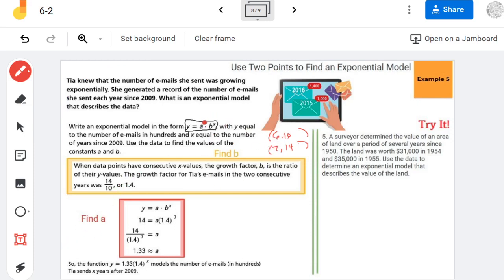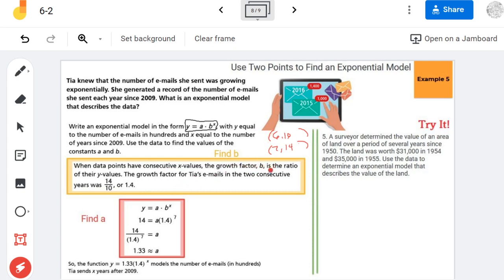So the first thing, in order to write this model, we need a number for A and we need a number for B. Okay, so that's our goal. Now finding B is actually really easy. Since we have what are called consecutive x values, that means one next to another. 6 is next to 7, so they're consecutive.